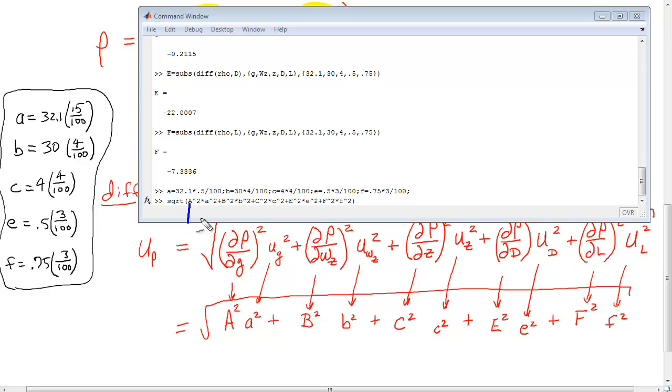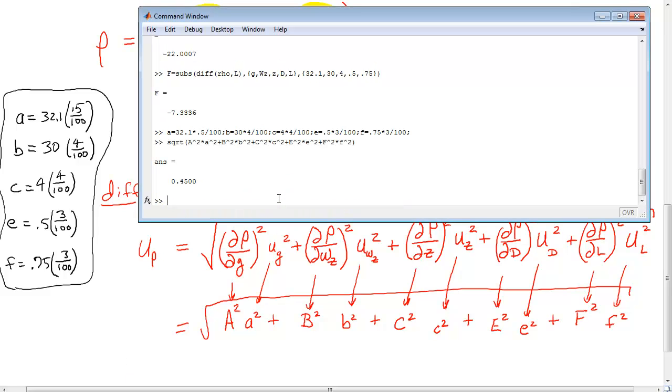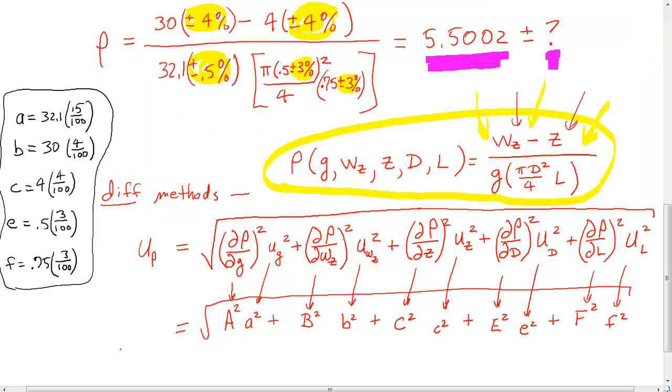Okay, so what I've got is capital A squared, little a squared, plus capital B squared, little b squared, capital C squared, little c squared, E squared, little e squared, capital F squared, little f squared, taking the square root of the whole thing. Let's see what we get. Okay, so the answer is 0.45. So my answer should be this, plus or minus 0.45.